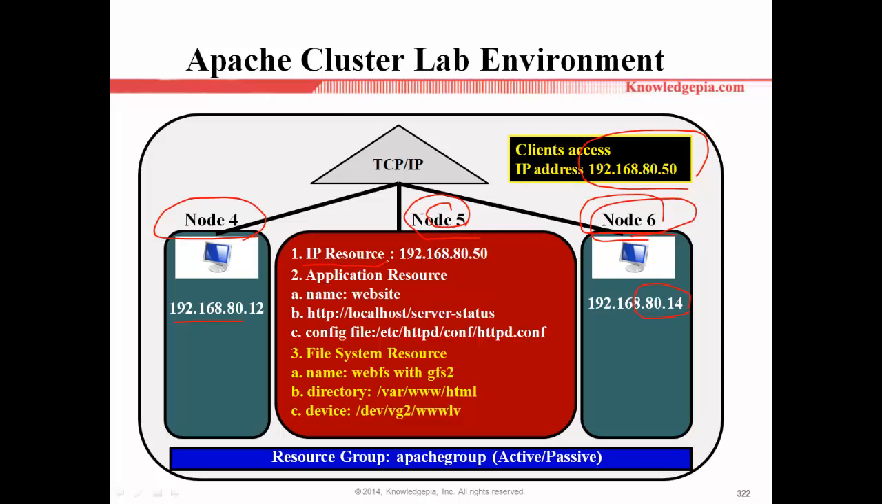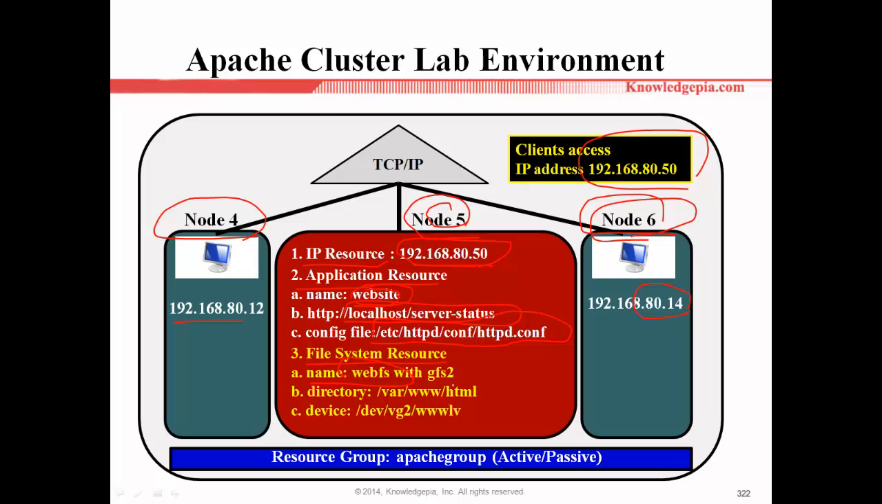For the Apache cluster lab, we need to create these kinds of resources. First, the IP resource, which will use the IP address 8.50. Second, the application resource, named website, which uses the information from the Apache server at localhost/server-status. This resource needs the configuration file /etc/httpd/conf/httpd.conf. And third, the file system resource, which I will name webfs.